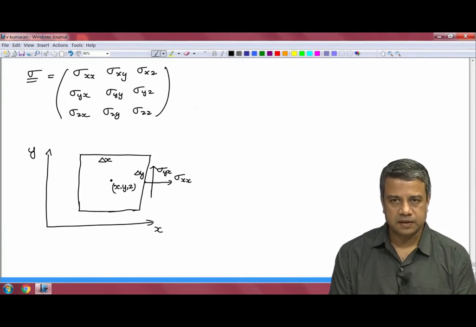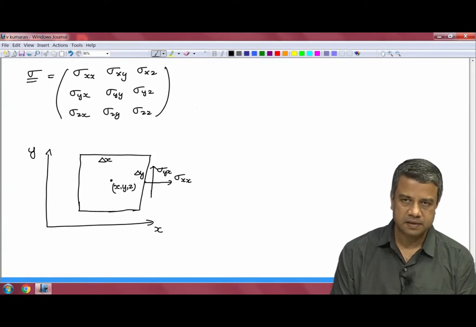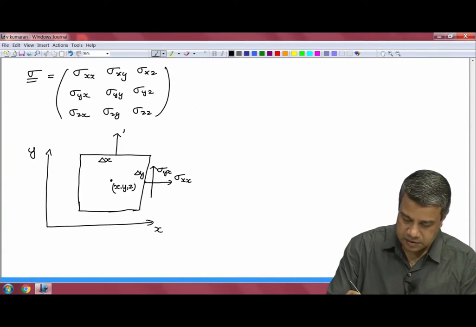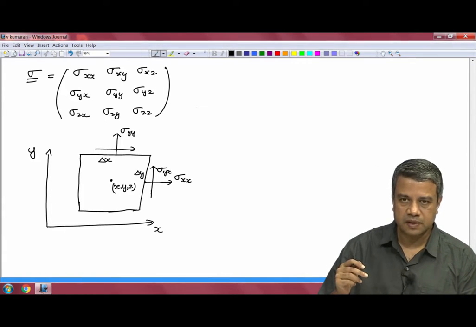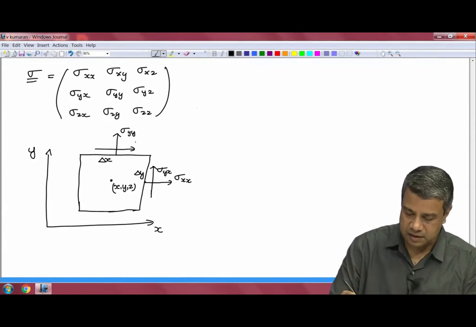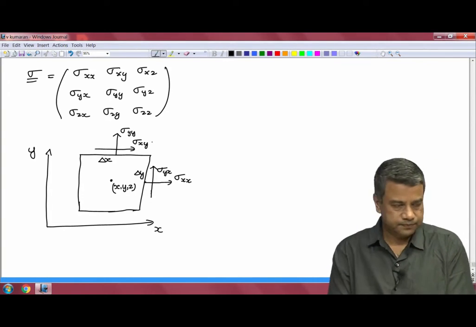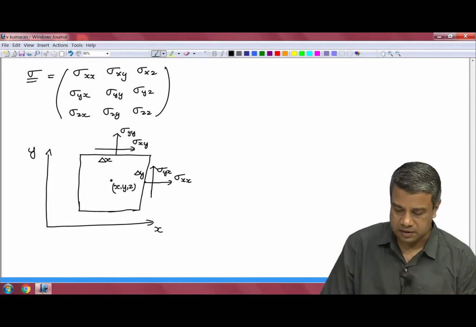At the top face, the outward unit vector is in the plus y direction. Therefore, the normal force is sigma yy, and this is the shear force: the force per unit area in the x direction acting at a surface whose outward unit normal is in the y direction. So, these are the normal and the shear forces at these two faces.